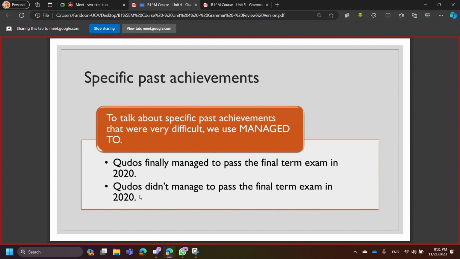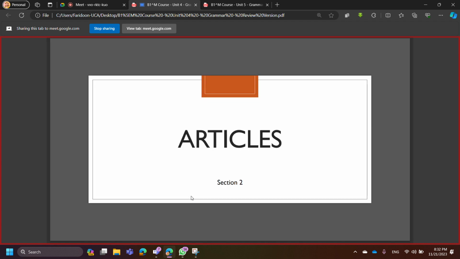Once again, talking about a specific past thing. You can say achievement, but of course he couldn't do it, so it doesn't really matter if you say achievement or not. But it is specific and it is in the past, okay? And also it is very difficult. That's why he couldn't pass it. Okay, section 2 is articles, but before we go there, I'm just gonna see if you have any questions.